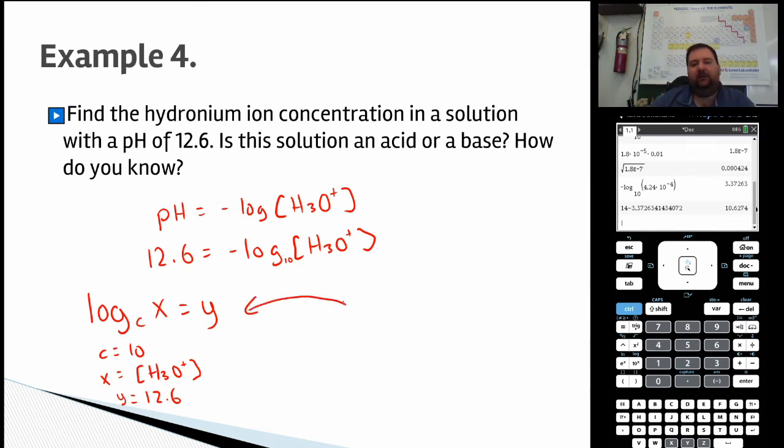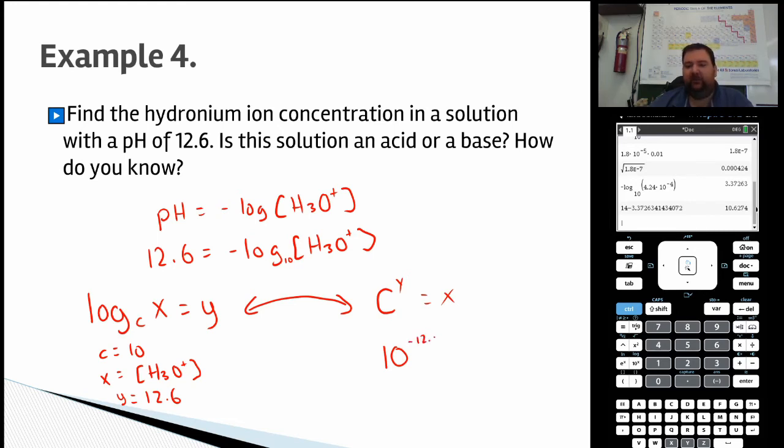When you have a log function and you're trying to convert into an exponential form, what happens is you have the base to the power of your y value, and that's equal to the x. So these little numbers here stay the same. What was our c value in this case? It was 10. What was our y value? It was 12.6.